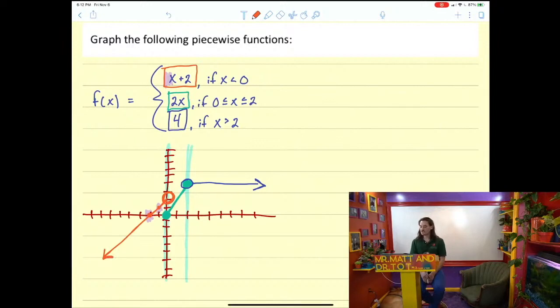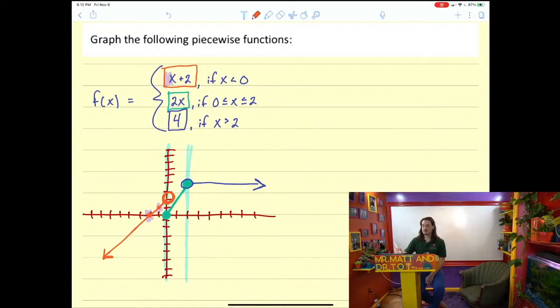In between 0 and 2, the function 2x is inclusive to the endpoints, so we have solid dots. And then we have a slope of 2. So we're starting, when x is equal to 0, plugging in 0 for 2x, we get 0. So that's why we're at the origin. We start at (0, 0).